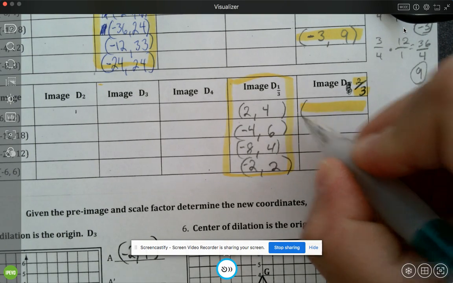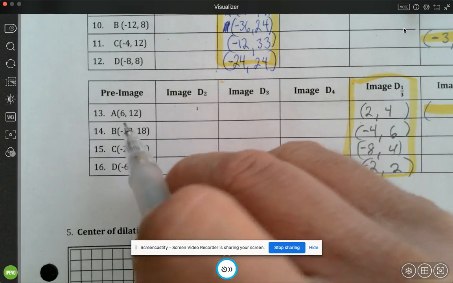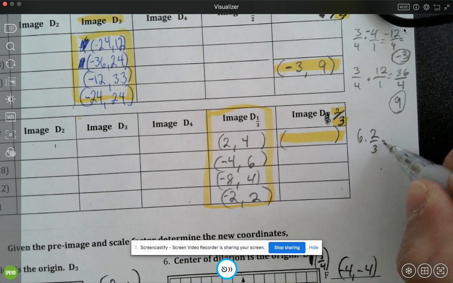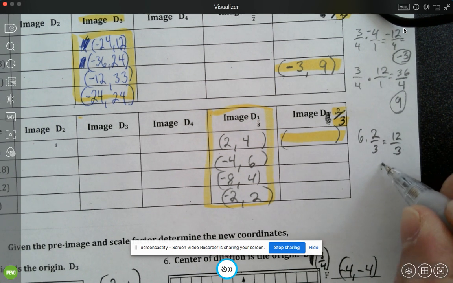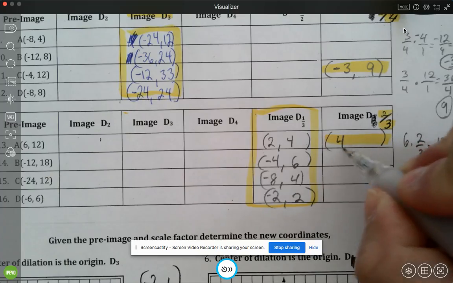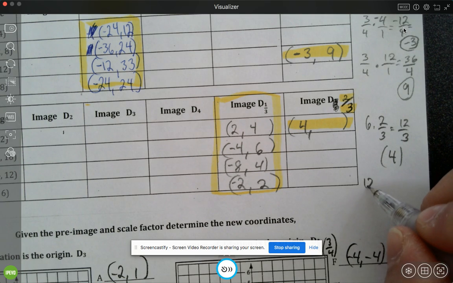But I wrote here that I want to do this one for you. So now I'm looking at 6 times 2/3. So 6 times 2/3 is 12/3, which comes out to 4. So that would be here. And now I gotta do 12 times 2/3.